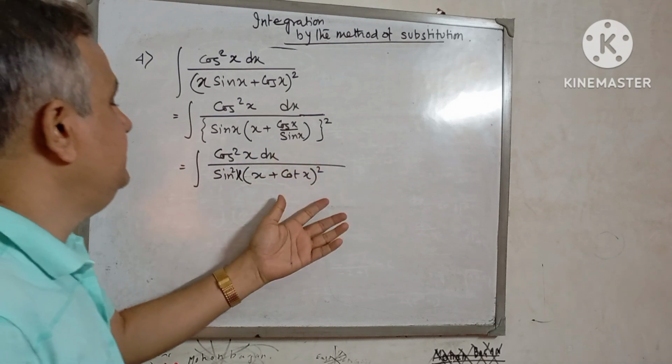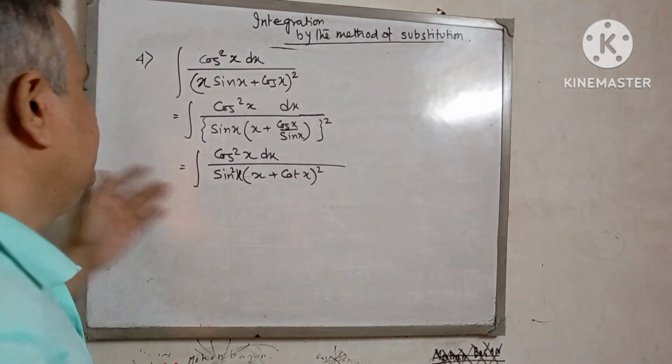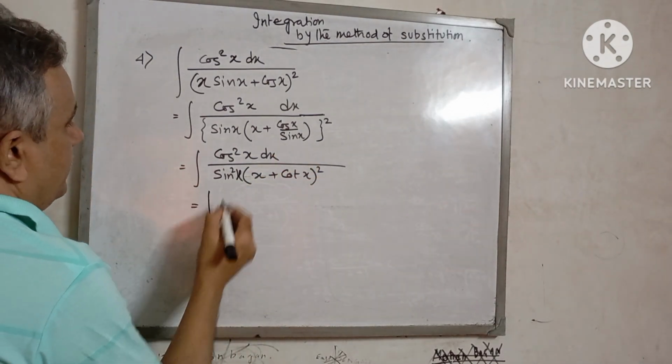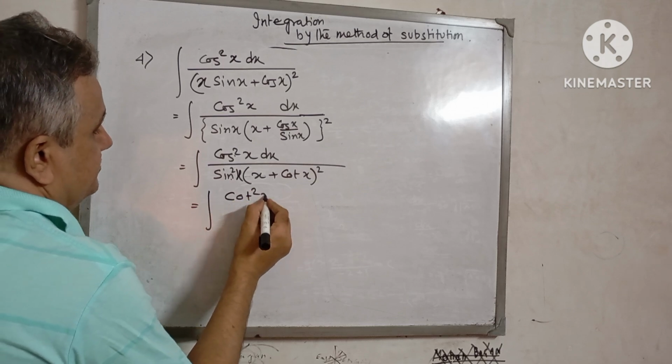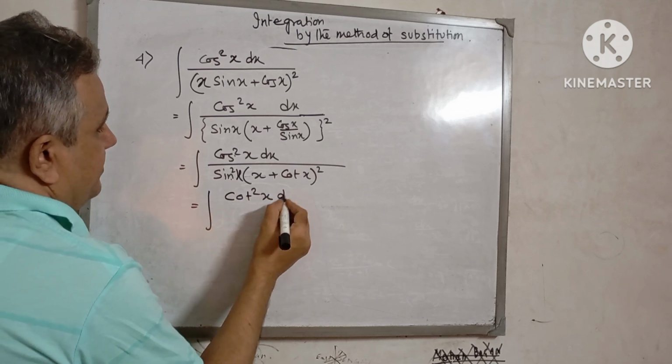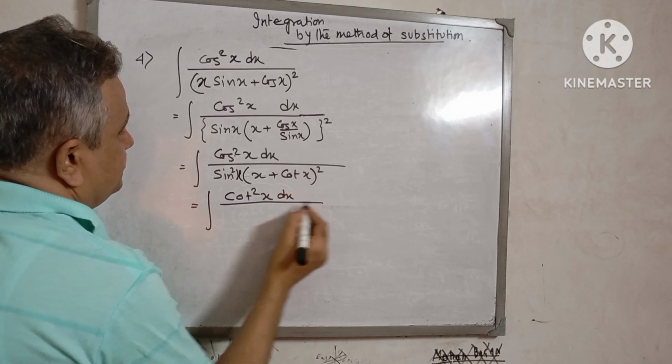Cos x by sin x is cot x. Now cos square x by sin square x is cot square x.